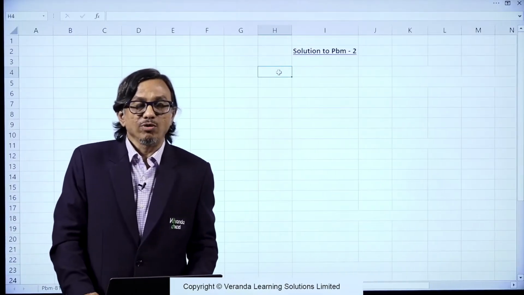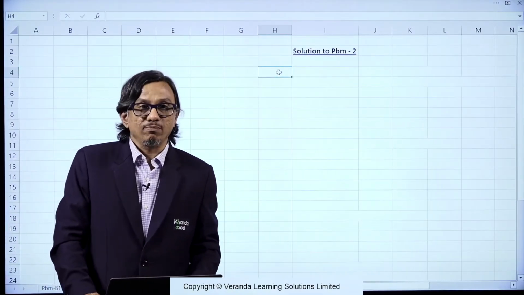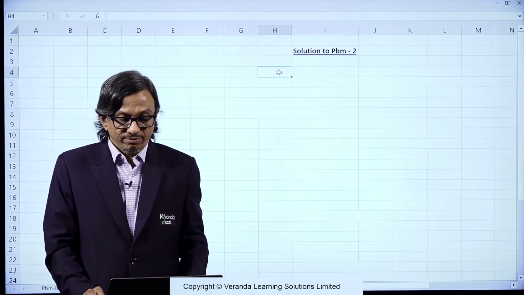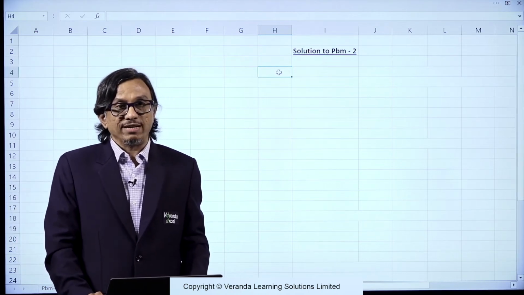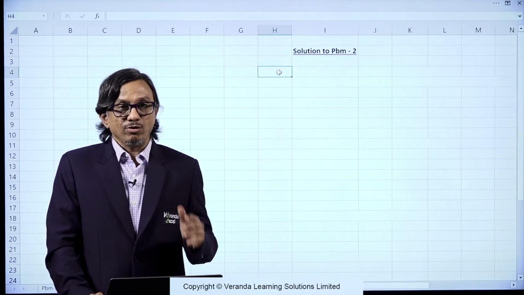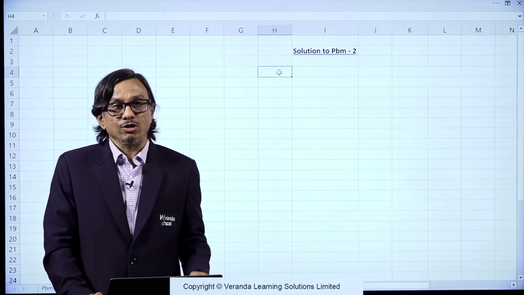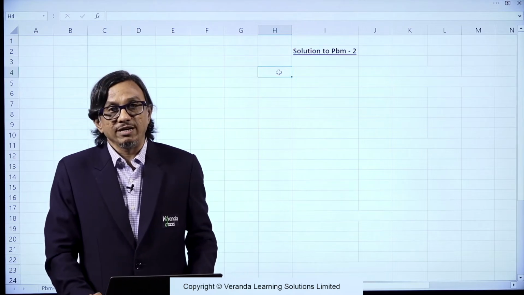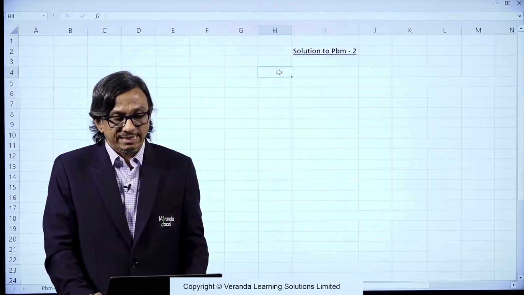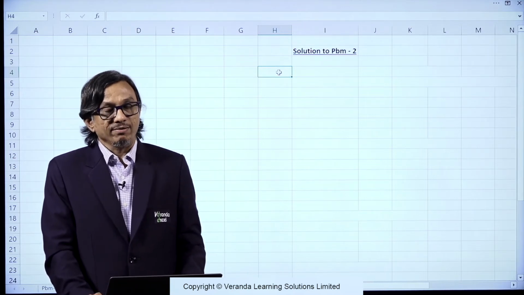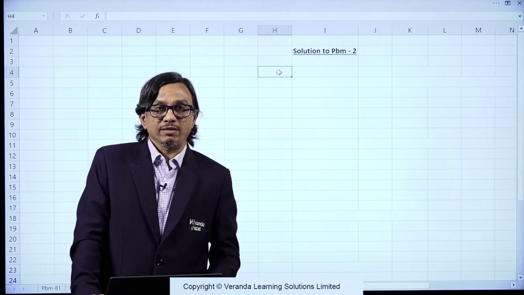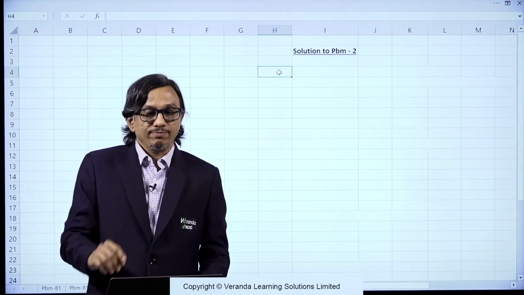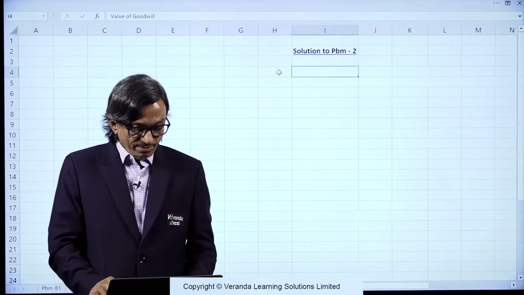Yeah, friends, now we will see the solution for problem number 2. As I explained in the question, in this problem we have to find the value of goodwill, the sacrificing ratio of the continuing partners, all partners. We have to make the journal entry for capital as well as goodwill, and then finally we have to prepare the balance sheet of the firm. Okay. So let's start now.